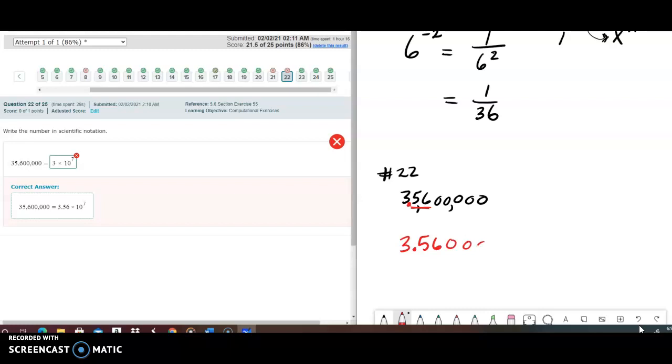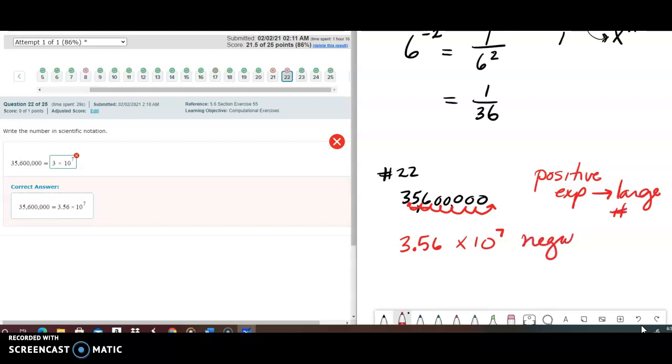And then I don't have to put all these zeros here because the zeros at the end don't change anything. So instead, I will just put the digits that are non-zero, and then I'm going to put times 10, and then I'm going to count. This is 1, 2, 3, 4, 5, 6, 7 places. So I put a positive 7. Positive exponents are for large numbers.